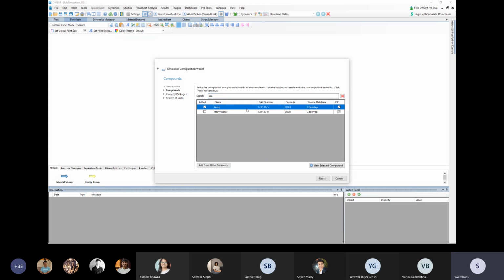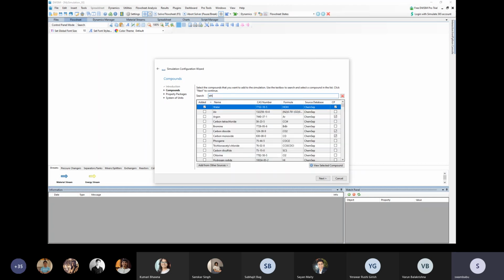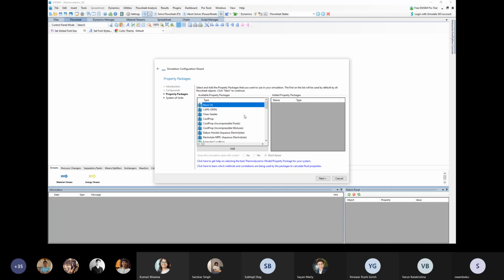So I just selected one component as water, and another component as ethanol. I have taken two components, water and ethanol. Now, these are the property packages available to us: Black Oil, CAPE-OPEN, CoolProp, and here NRTL, many property packages.